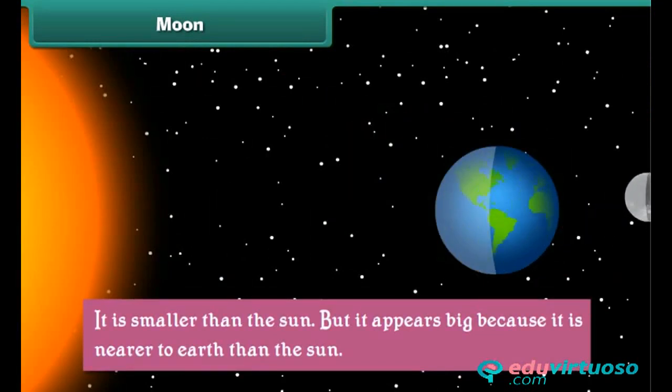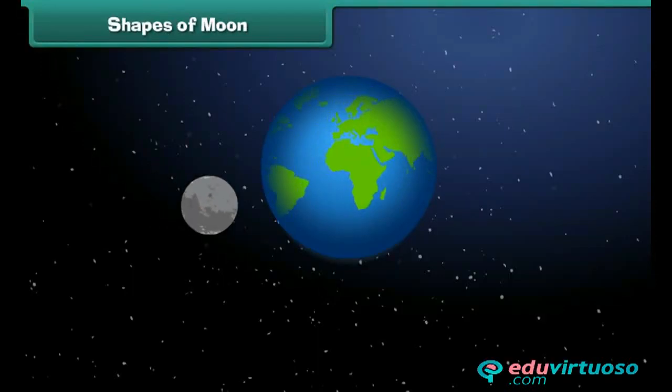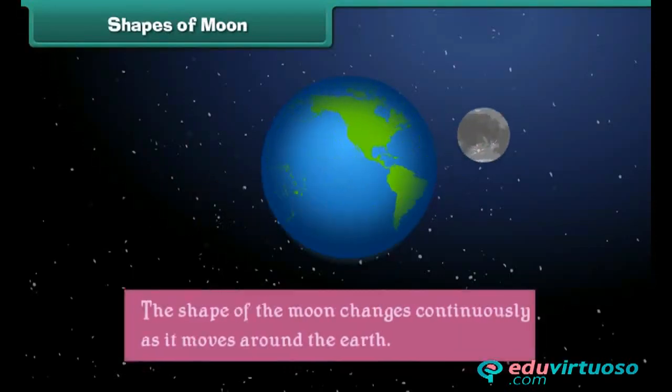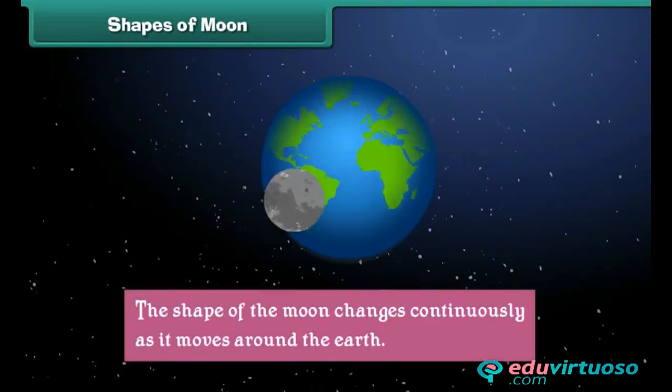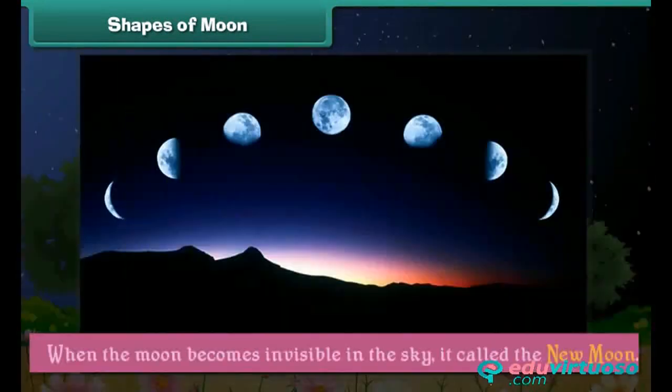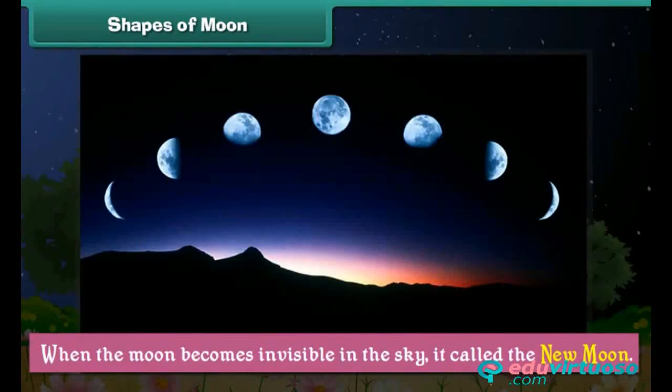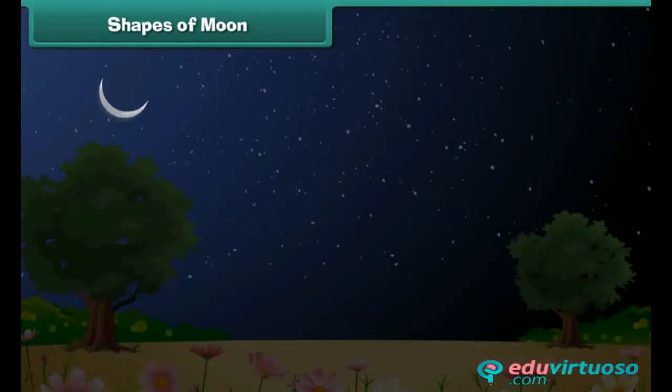Shapes of Moon. The shape of the moon changes continuously as it moves around the Earth. When the moon becomes invisible in the sky, it is called the new moon. When it appears fully round, it is called the full moon.